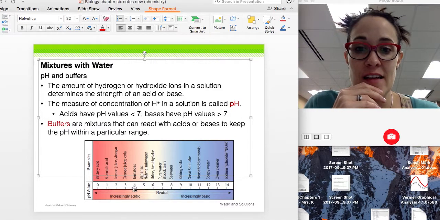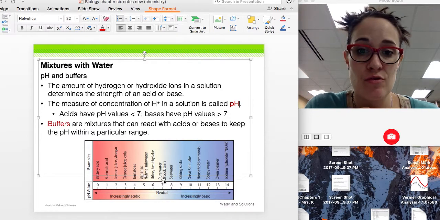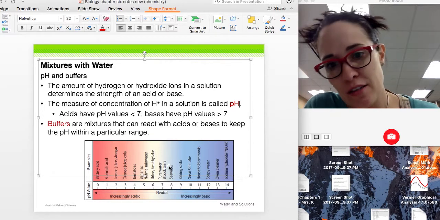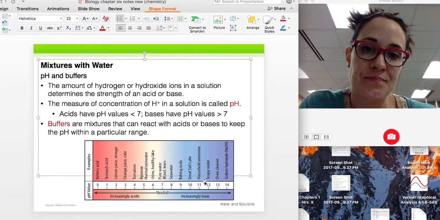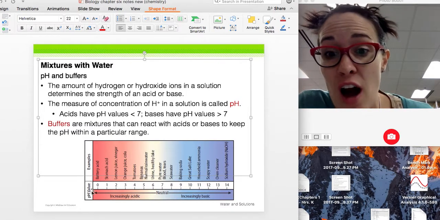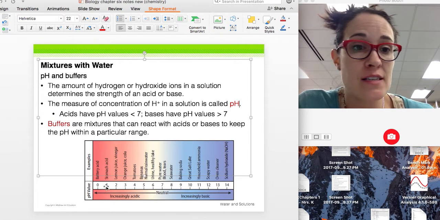Here is 7. It goes from 1 to 14, and 7 is neutral. Anything below 7 is an acid. Acids have pH levels below 7. And anything above 7 is a base. Let's just take a look here. Battery acid is the strongest acid with a pH of 0. A pH of 1 is like stomach acid.